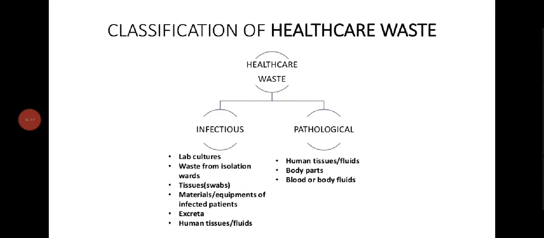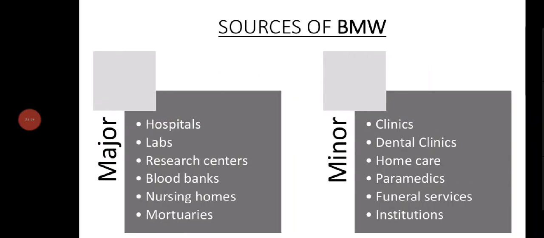So what is the classification of healthcare waste? Healthcare waste is divided into infectious and pathological. In the infectious, it comes as lab cultures, waste from isolation wards, tissues, materials and equipment of infected patients, excreta and human tissues or fluids. So these are very infectious. And the pathological waste includes human tissues, fluids, body parts, blood or body fluids.